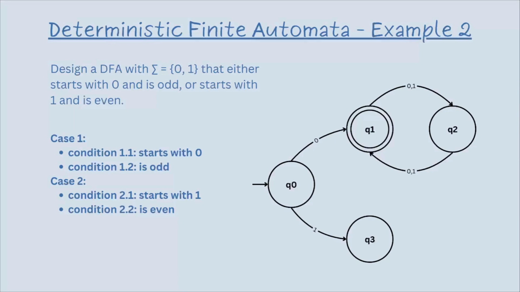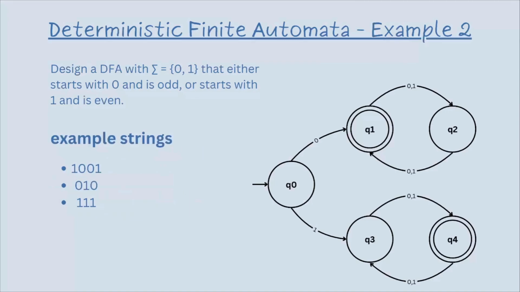So from Q3, if you read another character, whether it's 0 or 1, you will move to another state, Q4, which in this case will be an accept state. So Q4 represents the string being even. Now from Q4, if you read another character, then the string becomes odd, since an even number plus 1 is an odd number. So you'll move back to Q3. And with that, our automaton is complete. We now fully represent both case 1 and case 2.